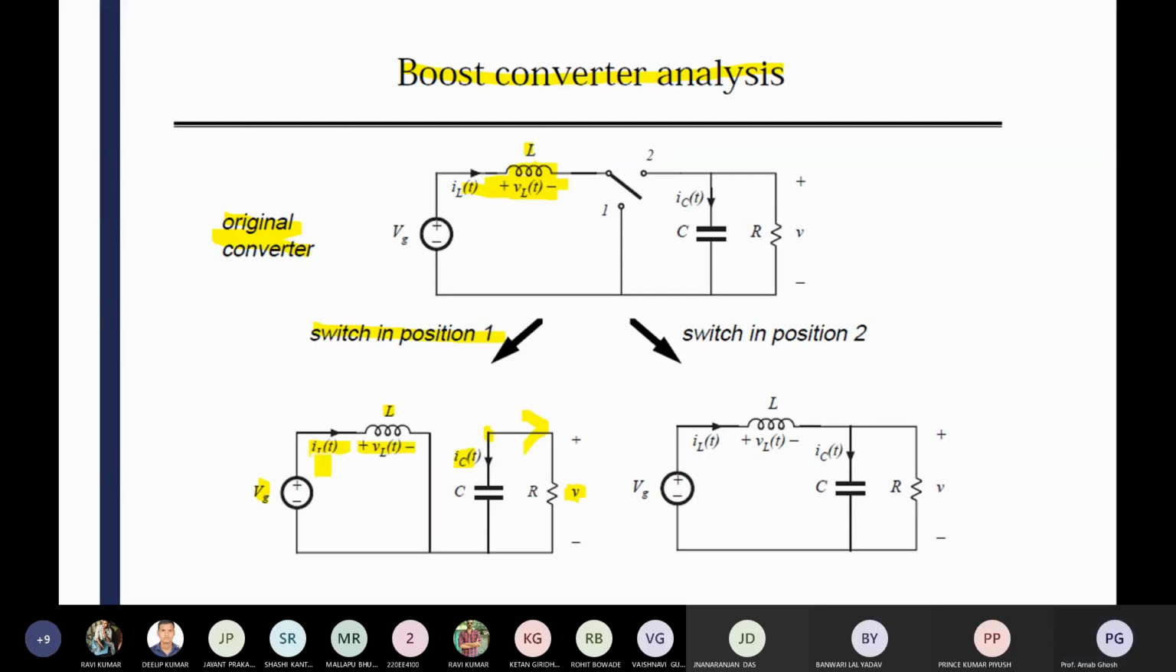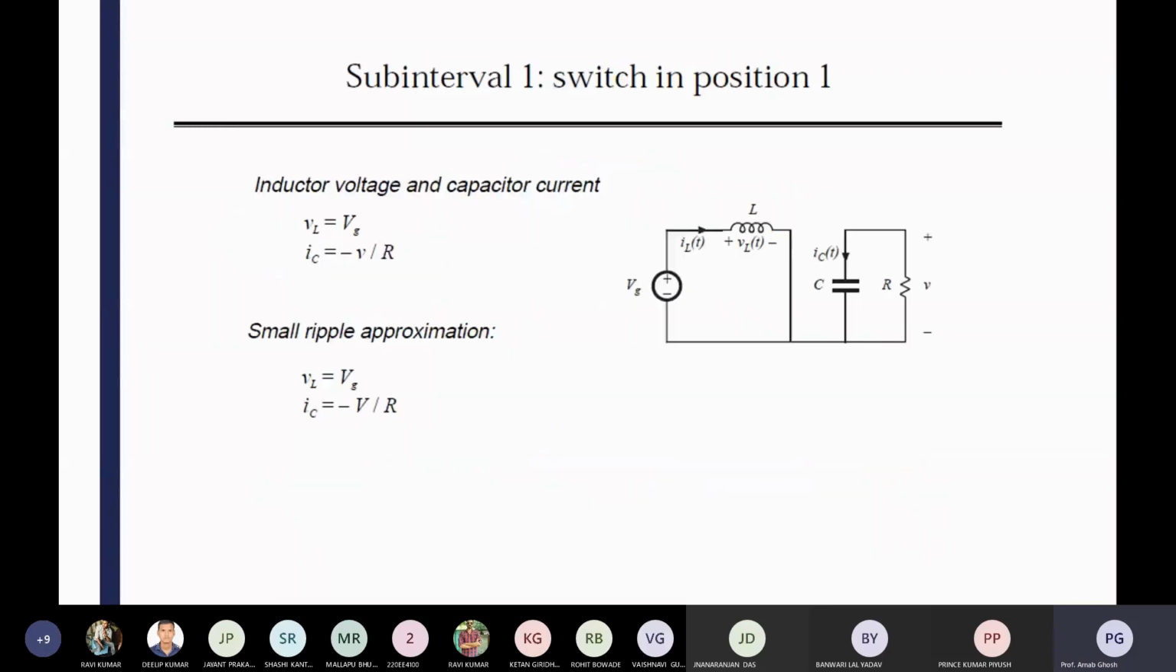Here you can see that value. Switch in position 2, you can see it is your IC, and C and R both are there. So what is that value? For the first case, sub interval 1, switching position 1, what are the inductor voltage and capacitor current? VL equals VG, and IC is definitely minus V by R.